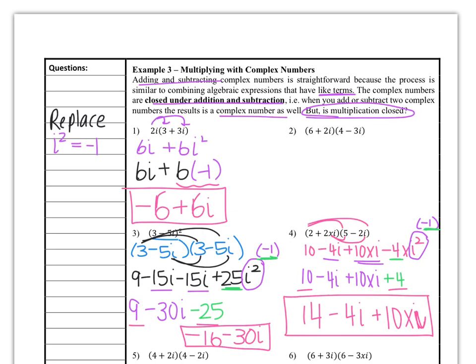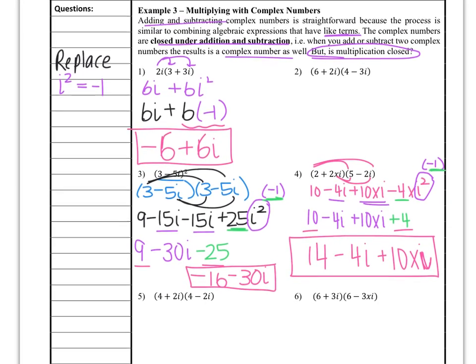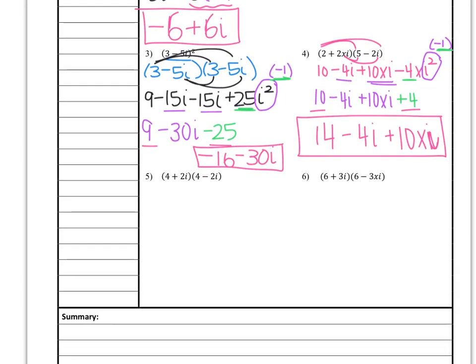All right, number 5 is going to be our last one. Number 5 is very similar to the one we just did, number 4. Double distribute. Same old, same old. 4 times 4 is 16. 4 times negative 2i is negative 8i. 2i times 4 is positive 8i. 2i times negative 2i is negative 4i squared, just like x times x is x squared. All right, combining any like terms, but also remembering that i squared changes to be multiplied as a negative 1.